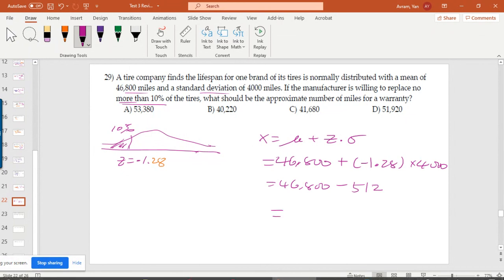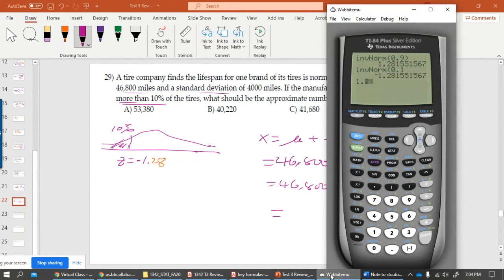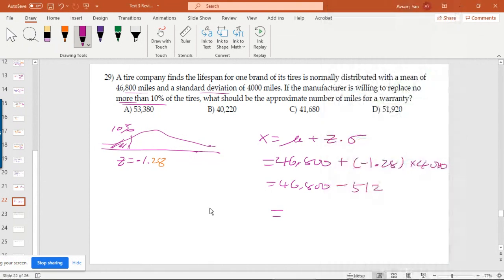Okay, just make sure I got it right. Double check. 1.28 times 4. Okay, 112. And that should be another 0 because this has 3 zeros. This only has 2 decimal points, right? And then you subtract this one right here, that will give you 41680, which is this one in here. Okay, so that is how you do this type of calculation. Basically, you will need to find a z-score and then plug it into the X value in here.